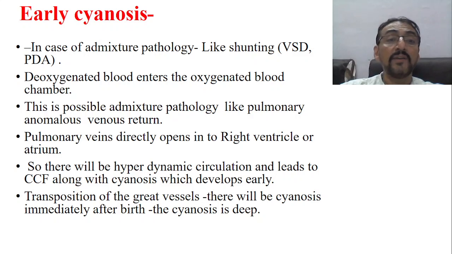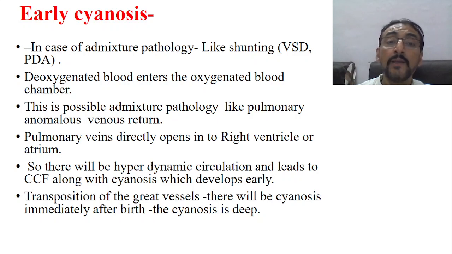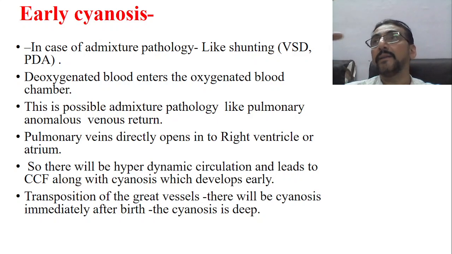Another important cause is pulmonary veins directly opens into right ventricular atrium. See, pulmonary veins, they bring the pure blood from the lung. They have to open into left atrium. From the left atrium, blood comes to left ventricle. But यहाँ पे क्या होता है? So instead of they opening into the left atrium, they directly open into the right atrium or right ventricle.